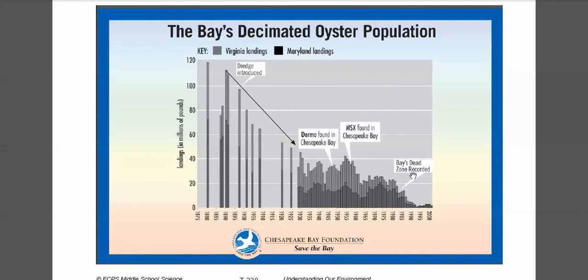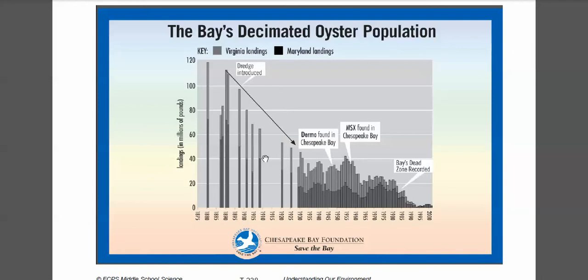The other thing here is the Bay's dead zone recorded. Now I know that a dead zone is a region within the bay where the dissolved oxygen is so low that life literally can't exist. So it looks like early 80s or so that the first dead zone was recorded. And I see that there's a significant drop-off in population when the dead zones were recorded and then in continuing time of what actually is coming out of the bay in terms of the oyster population.